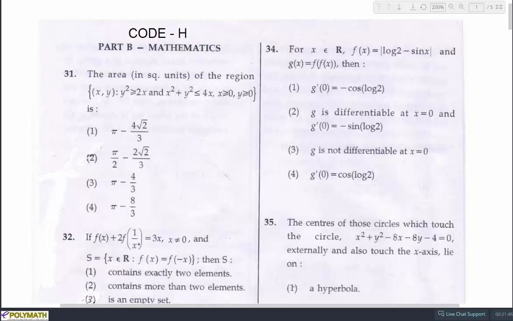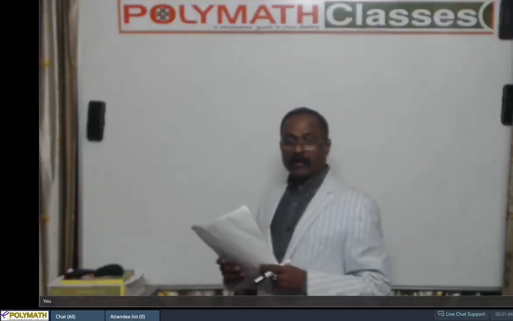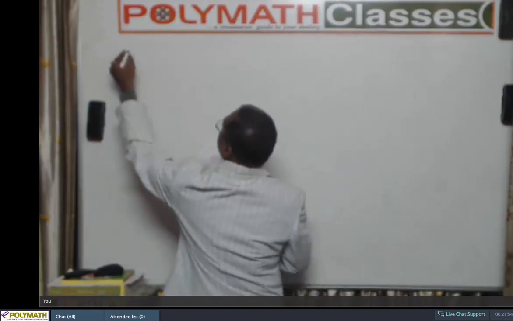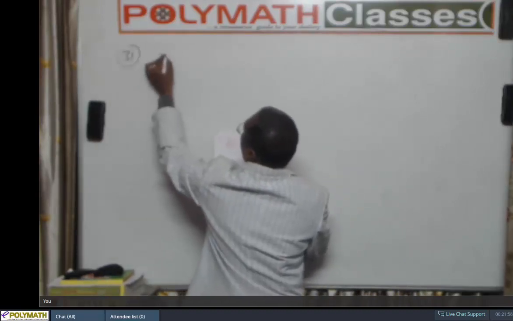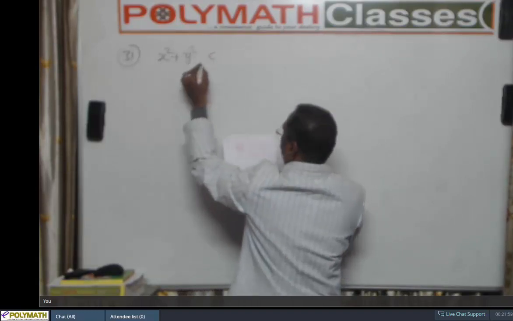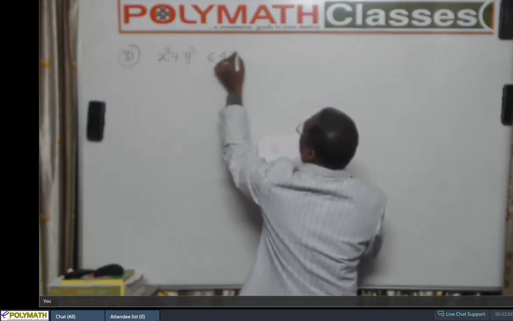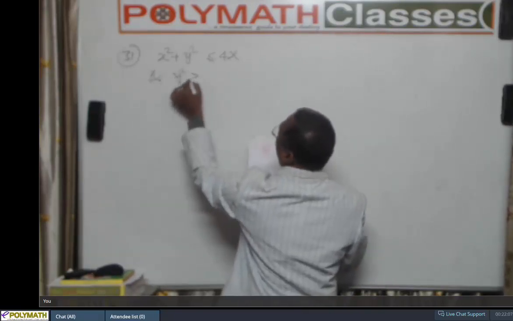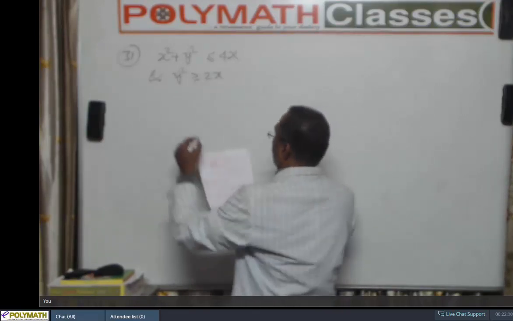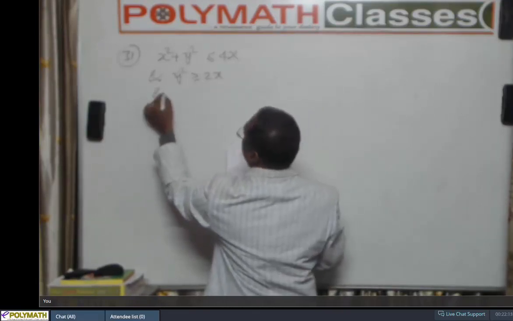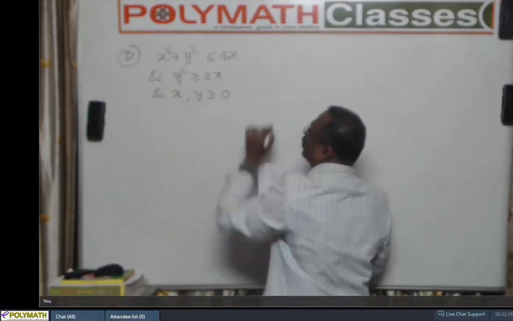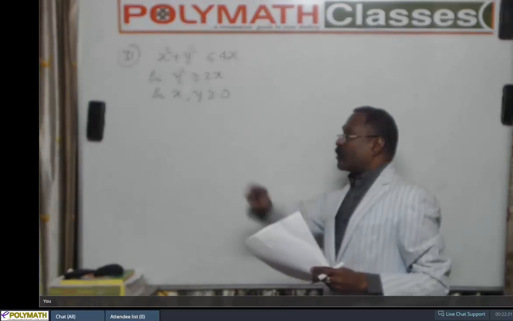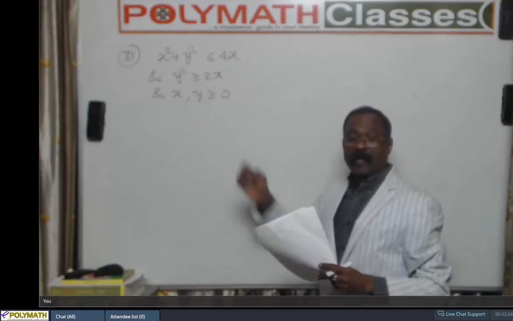Whenever you are given inequations like this, what are the inequations given here? x² + y² ≤ 4x, and the other one is y² ≥ 2x, and also given that x, y ≥ 0. Now you have to find out the area traced by these two curves such that x and y are positive.